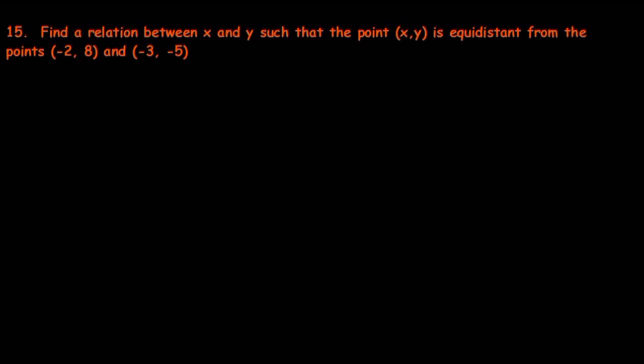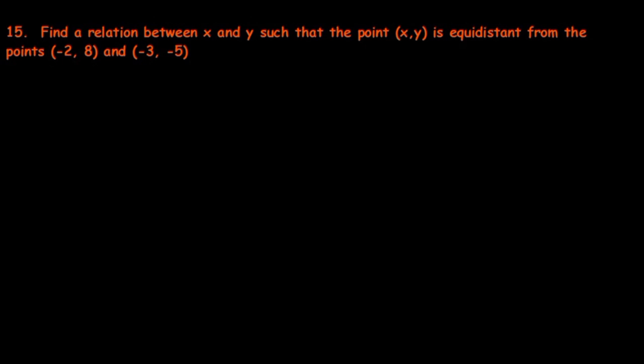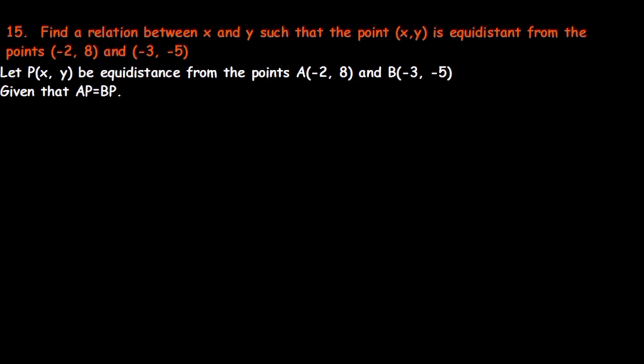It's very, very important. So what is the question? Find the relation between x and y such that the point (x, y) is equidistant from the points (-2, 8) and (-3, -5). So first of all, the given points we should take as P, A, B. So P is here (x, y), equidistant from the points A (-2, 8) and B (-3, -5). Here they gave that it is equidistant, so you can observe it is equidistant from the 2 points A, B. So we are taking AP equal to BP.